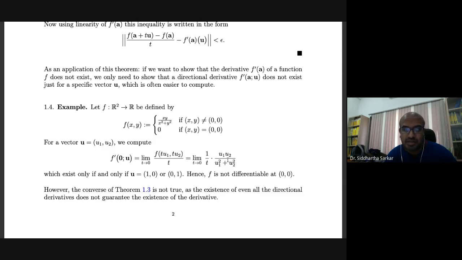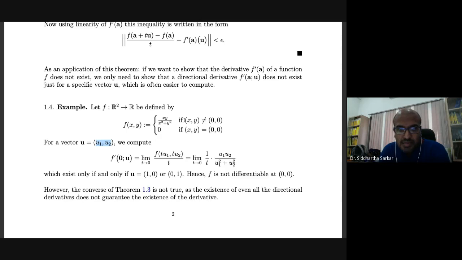So that would exist. So the directional derivative at the origin along the direction of the x-axis or y-axis, they exist. Both of them are 0. However, if we take any other arbitrary direction, it turns out that this directional derivative does not exist. So from this I can immediately conclude that the function is not differentiable at the origin.